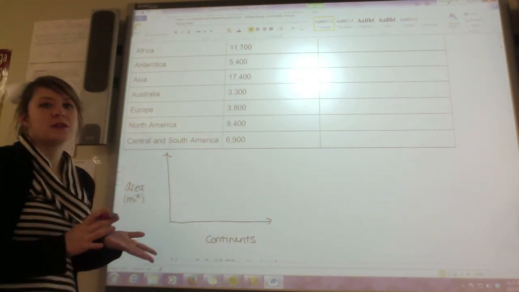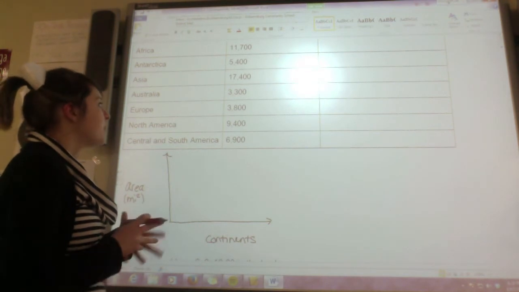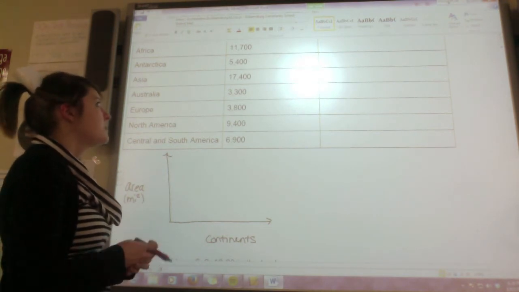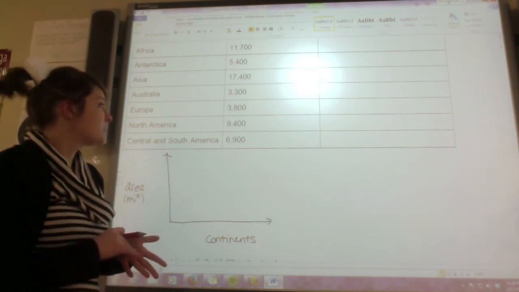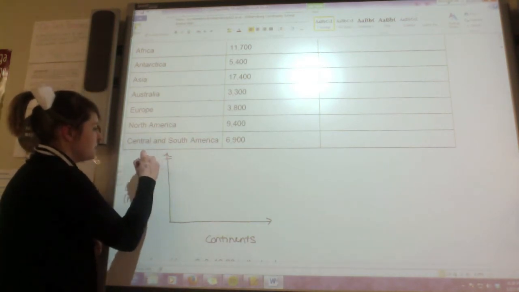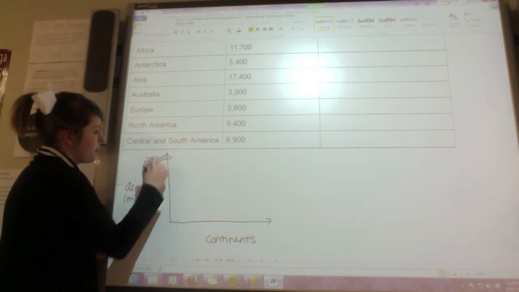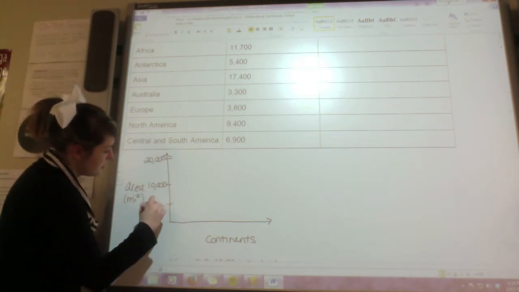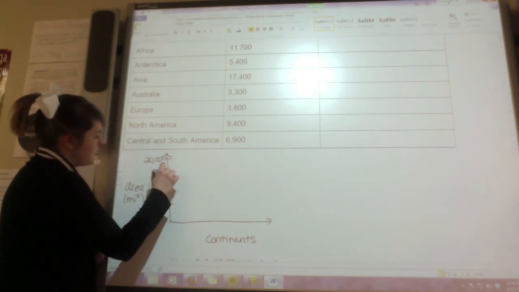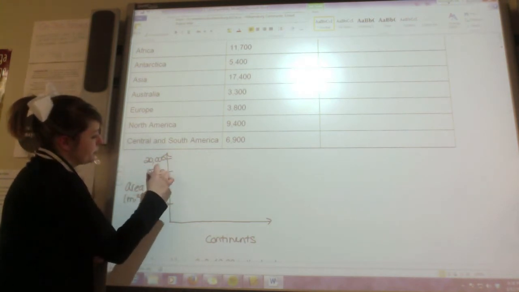So first thing I notice is that my smallest area is 3,300 and my largest one is 17,400. So I need to determine an appropriate scale, and I'm going to go to 20,000. That makes halfway 10,000, and then this will be 5,000, and then this will be 15,000.